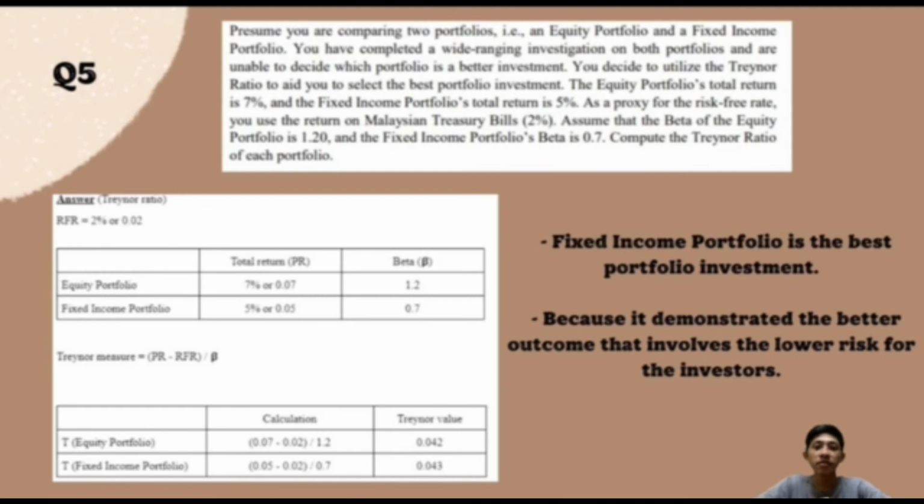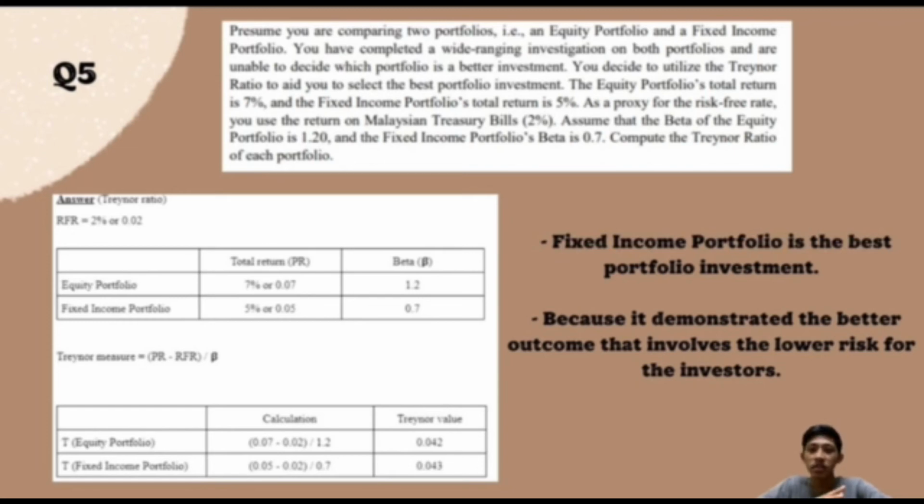For question number 5, same as question number 4, we must use the Treynor ratio. First of all, we must identify the RFR, total return, and beta. The RFR for this question equals 2% or 0.02, and the total return for the equity portfolio equals 7% or 0.07, and the fixed income portfolio equals 5% or 0.05. The beta of the equity portfolio is 1.2, and the beta of the fixed income portfolio is 0.7.